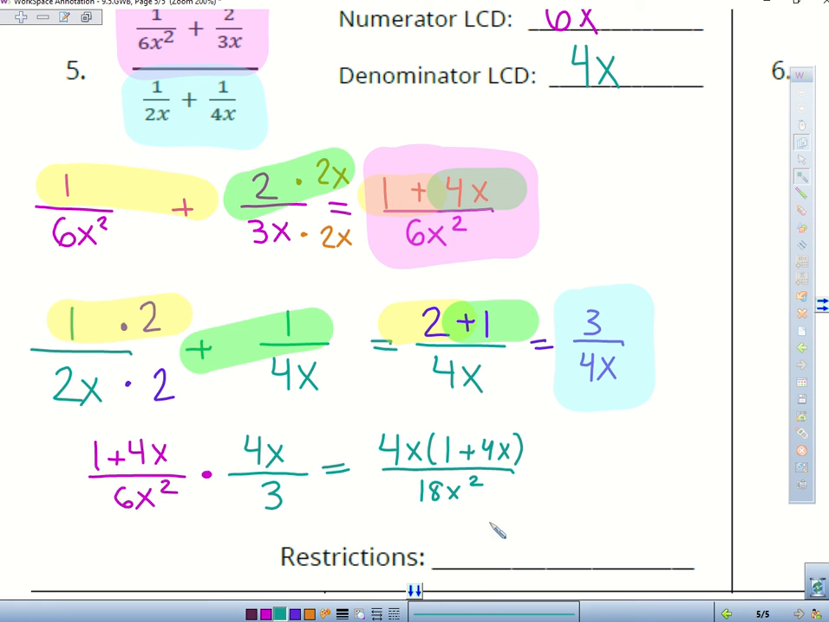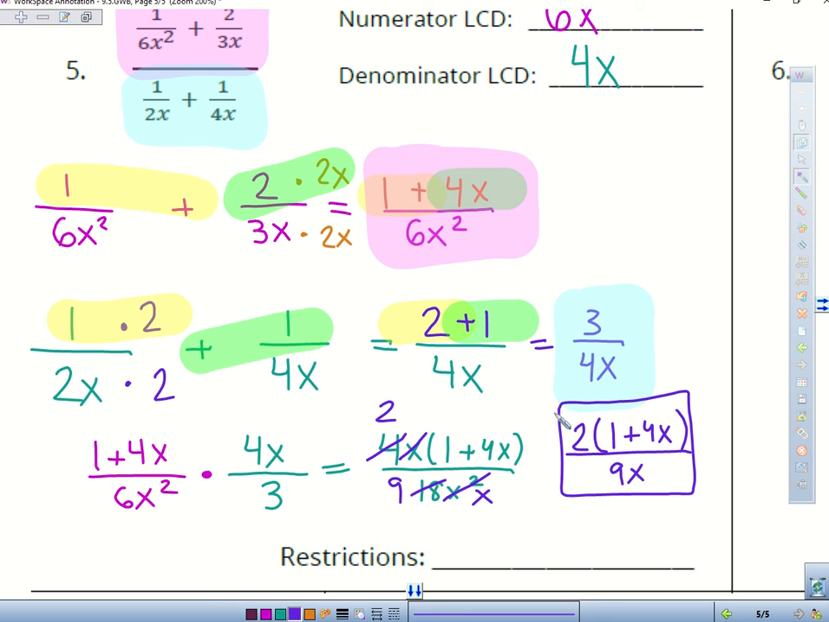Now this can be reduced a little bit. Like I said, I'm really just hoping you can get to this stage today because it's a lot of information. But I am going to show you how I can reduce this. The x's can be reduced down to 1x here because you can cancel those out because it's multiplication. And then can't I divide both the 4 and the 18 by 2? Which gives me 2 times 1 plus 4x over 9x. That would technically be the most simplified form. Okay, but if you're still struggling with that, if you can get to this stage, that's good for today.